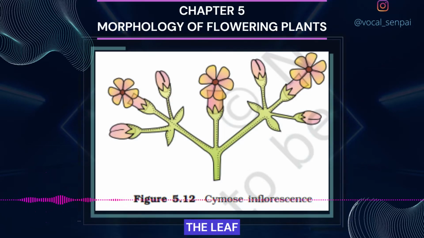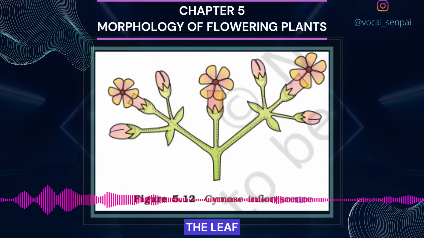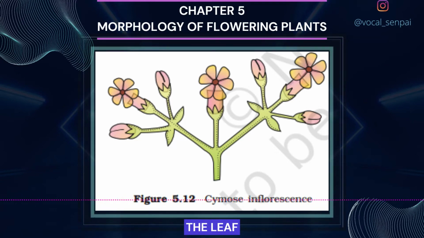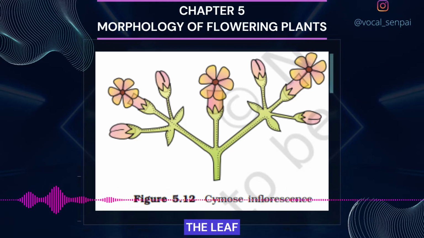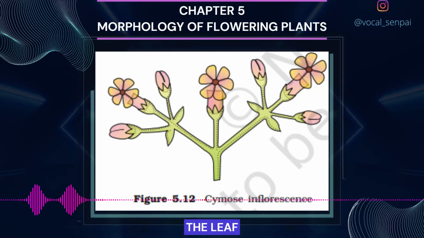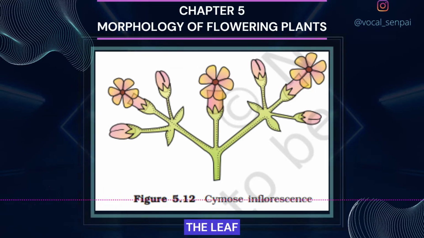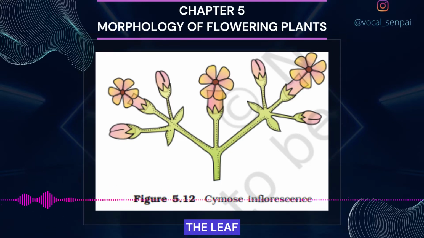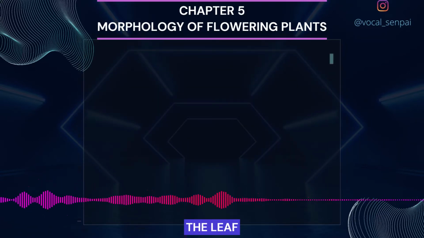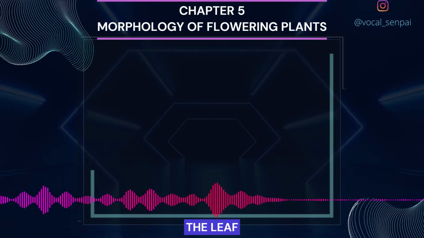Depending on whether the apex gets developed into a flower or continues to grow, two major types of inflorescences are defined: racemose and cymose. In racemose type of inflorescences, the main axis continues to grow. The flowers are borne laterally in an acropetal succession, figure 5.11. In cymose type of inflorescence, the main axis terminates in a flower, hence is limited in growth. The flowers are borne in a basipetal order, figure 5.12.